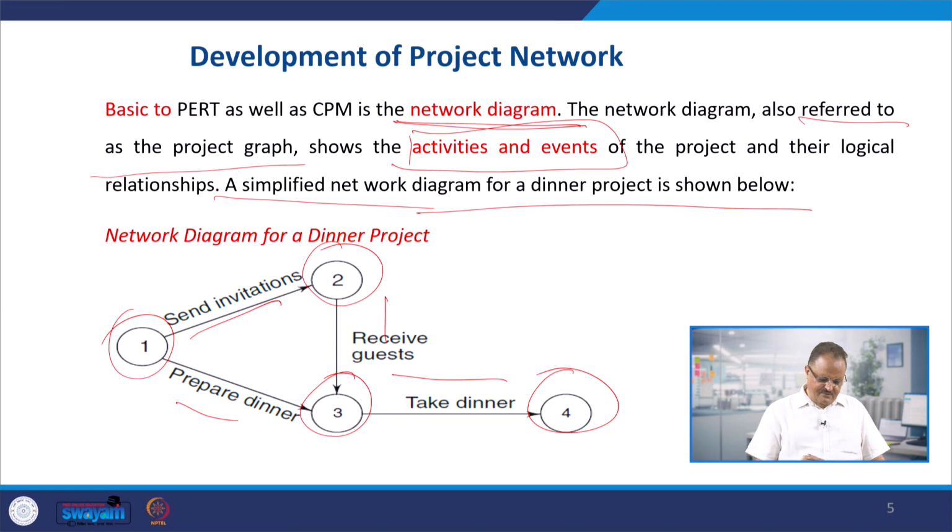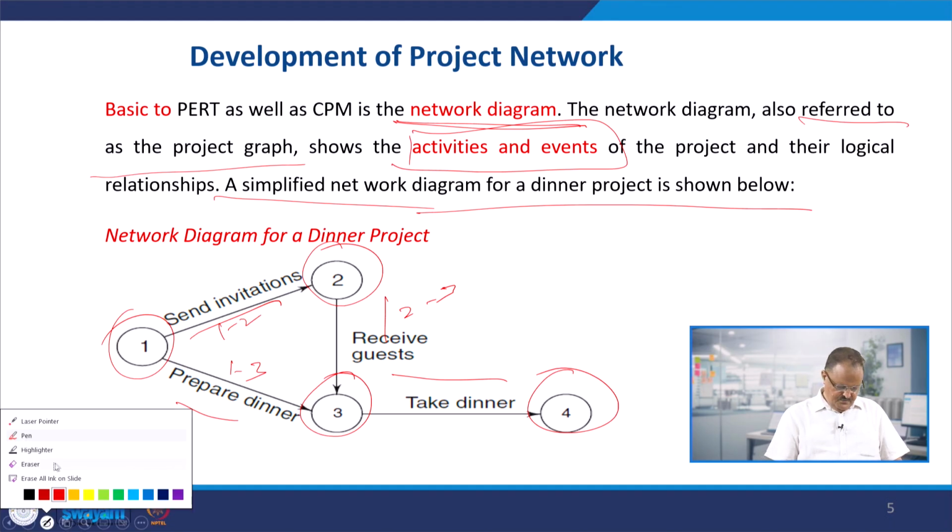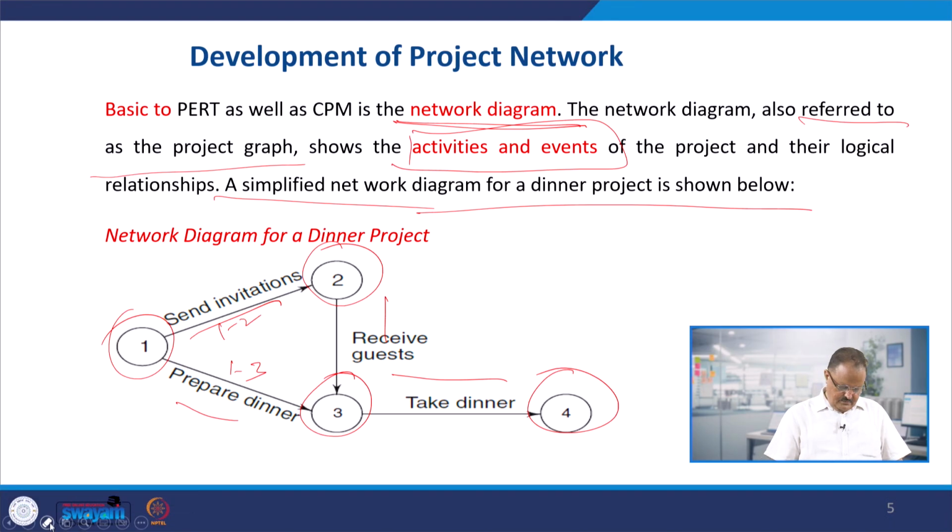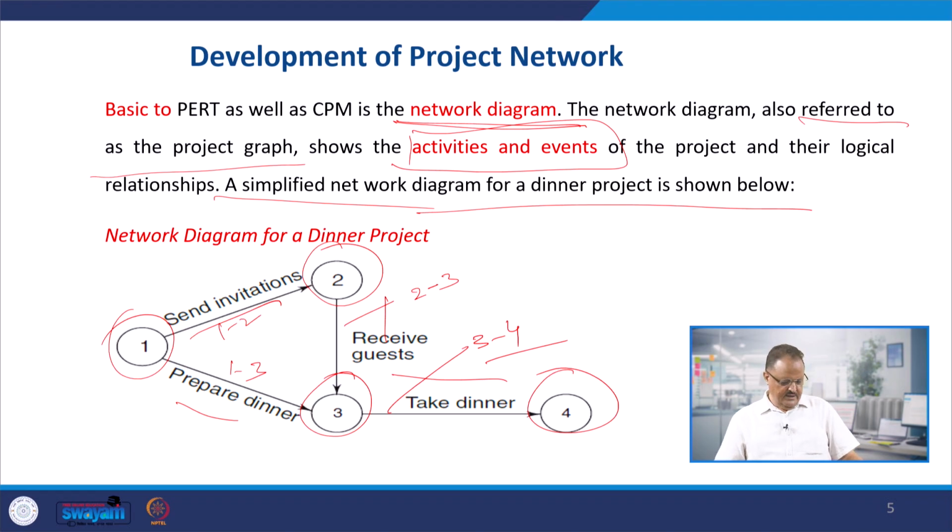So we have the activities involved here. For example, this is activity 1 to 2, this is activity 1 to 3, this is activity 2 to 3, and this activity is 3 to 4. So we have performed four activities here: 1 to 2, 1 to 3, 2 to 3, and 3 to 4. Four activities and four events. So this is a simple structure of inviting somebody to dinner.